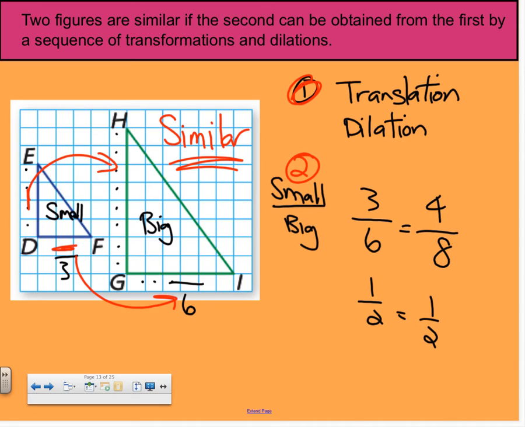Maddie, did you have a question? Can you say that the bigger triangle is twice the size of the small? In this case, you could, because the scale factor to get from one to the other is, in fact, 2. So they did multiply by 2, so it is twice as large. All right, let's try one more example.